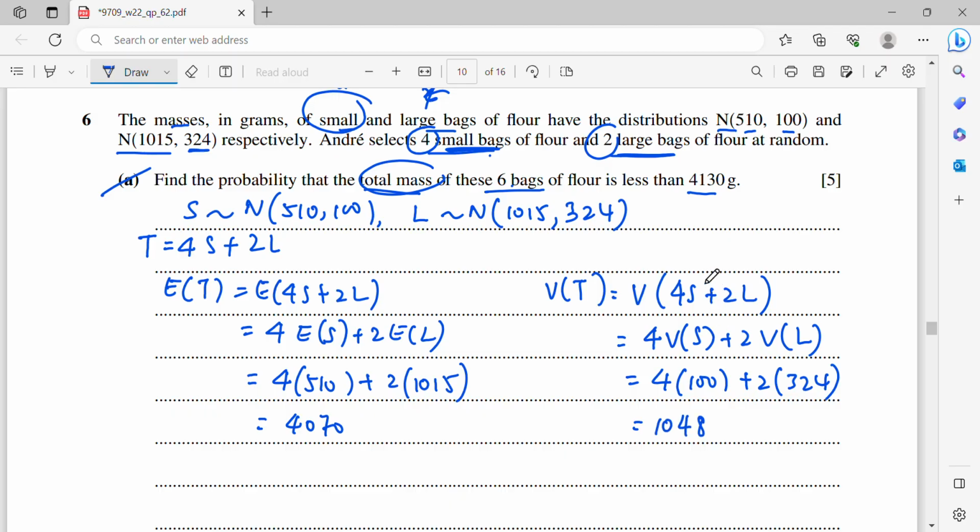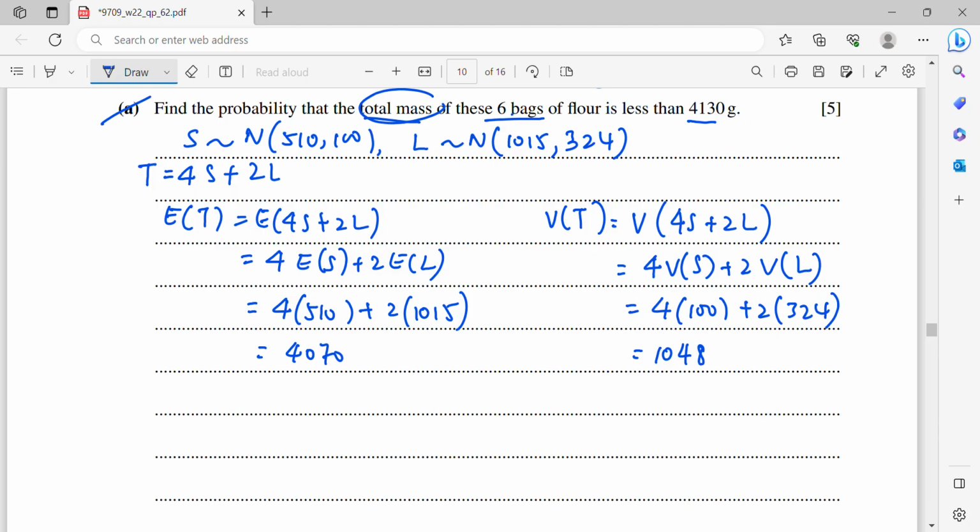Okay, so now we need to get the total. Now I will say my T is normally distributed. The mean is 4074. Then the variance is 1048. So now the probability that the total is less than 4130. So P(T less than 4130).